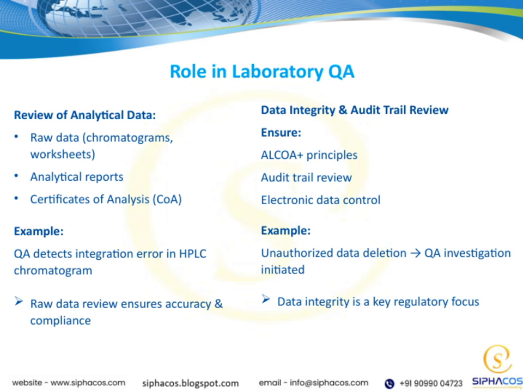Audit trail review is a critical component of this process. It involves examining the electronic records to verify that all data modifications are properly documented and authorized. This way, we can quickly identify any unauthorized changes or deletions, like if someone tries to delete data without proper approval, which should trigger an immediate QA investigation. Electronic data control is also key. It ensures that our data is protected from tampering, loss, or accidental deletion. Proper controls help us maintain the integrity of the data throughout its life cycle.